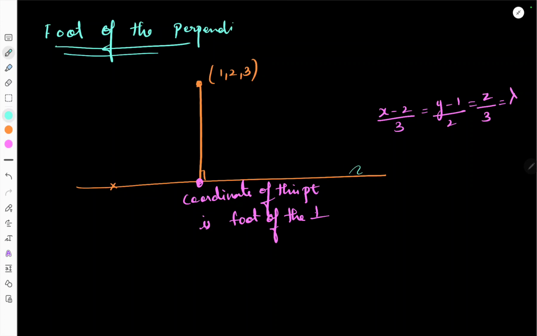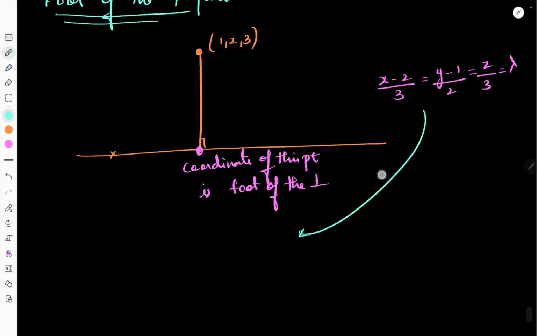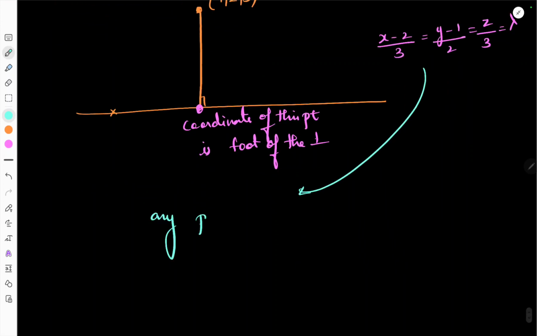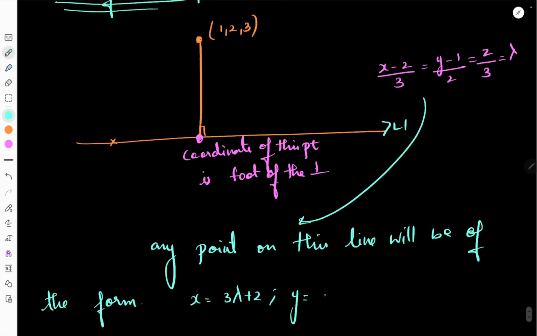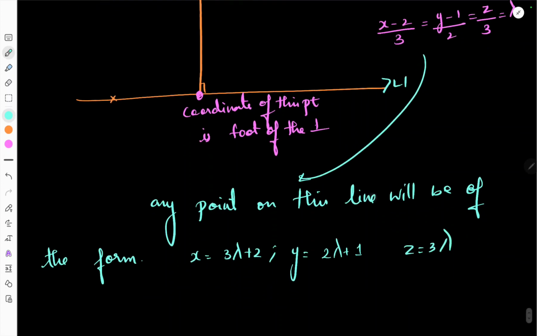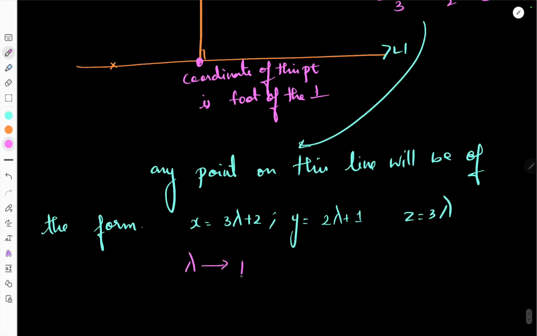Now any point on this line, this is line 1, will be of the form x equal to 3 lambda plus 2, y equal to 2 lambda plus 1, z equal to 3 lambda. Any point on this line will be of this form. Lambda is the parameter. So if we keep on changing the values of lambda, we will get one point each time.